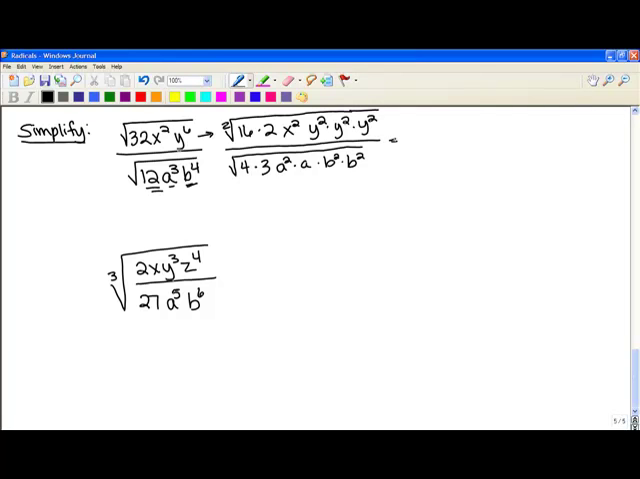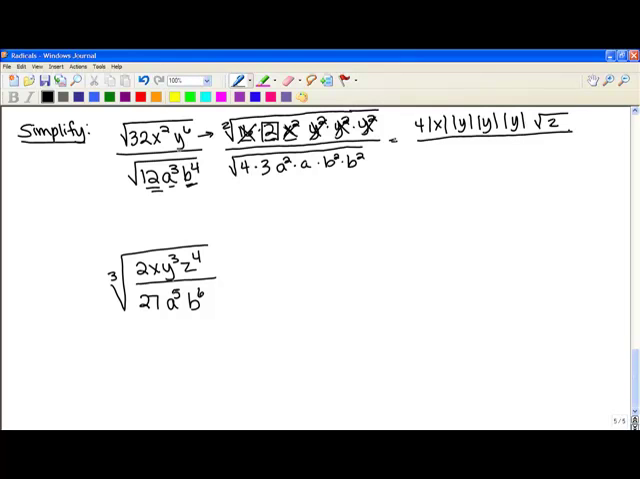Now we'll bring out our numbers. The square root of 16 is 4. I don't know what the square root of 2 is, so that's going to stay here underneath the root. The square root of x squared is the absolute value of x because it's an even root. Now the square root of y squared is the absolute value of y. We have another absolute value of y and another absolute value of y. And we have the square root with 2 underneath.